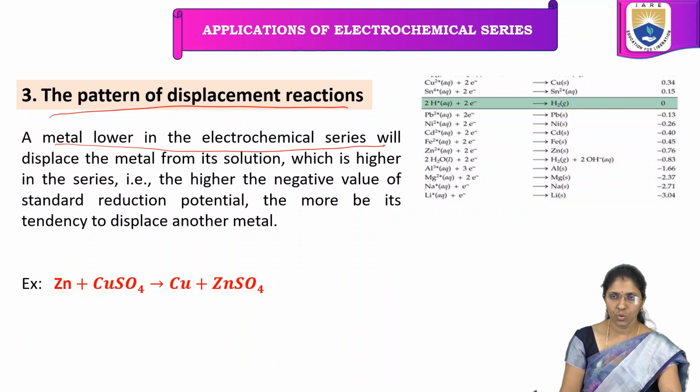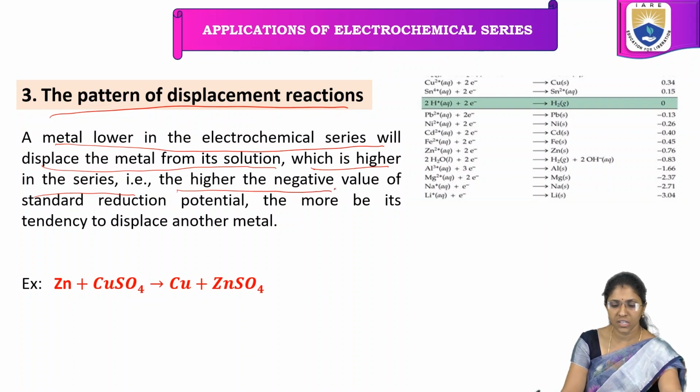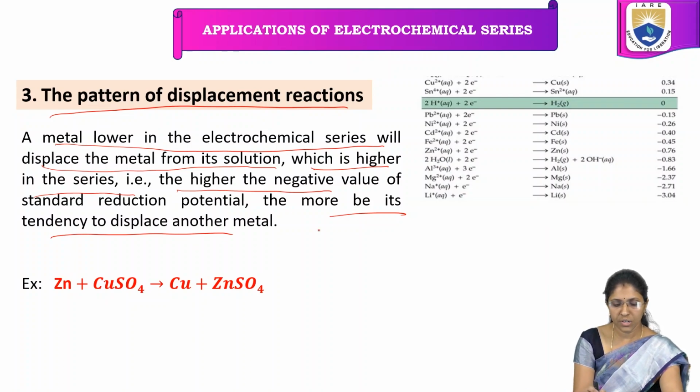The metal lower in the electrochemical series will displace another metal from its solution, which means the metal that is higher in the series. The higher the negative value of standard reduction potential, the more its tendency to displace another metal.